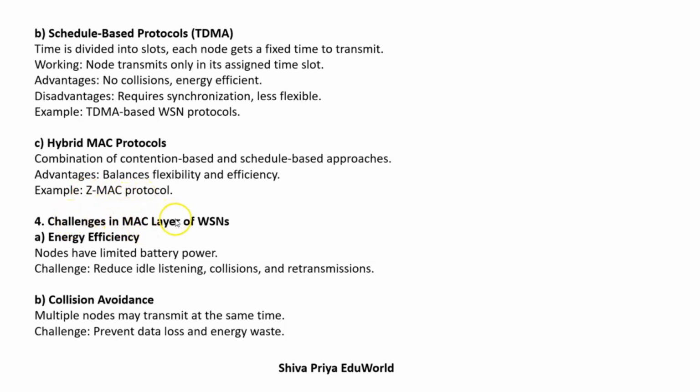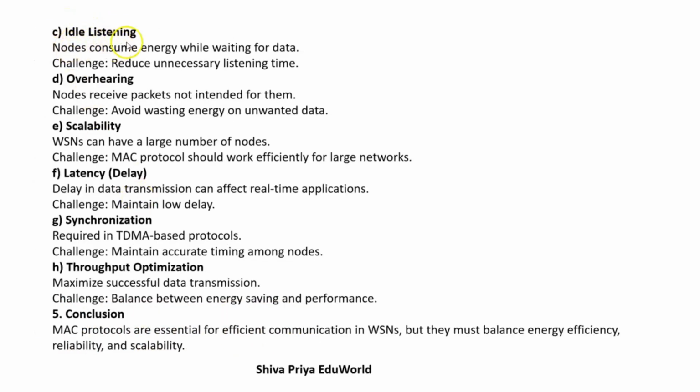Let us see the challenges in the MAC layer of WSN. Energy efficiency: nodes have limited battery power. The challenge is to reduce the idle listening, collision and transmissions as well. And the second one is collision avoidance. Multiple nodes may transmit at the same time. That is the biggest challenge, and it must prevent data loss and energy waste. The next one is idle listening. Nodes consume energy while waiting for the data. The challenge is to reduce the unnecessary listening. And the next one is overhearing. Nodes receive packets not intended for them, so we must avoid wasting energy on unwanted data. This is the challenge here.